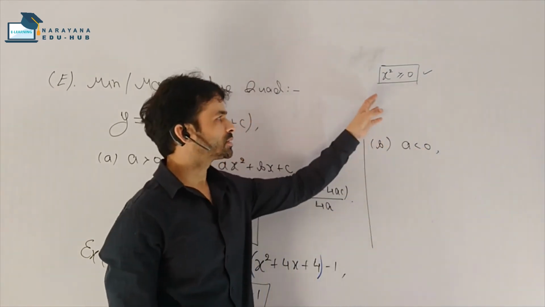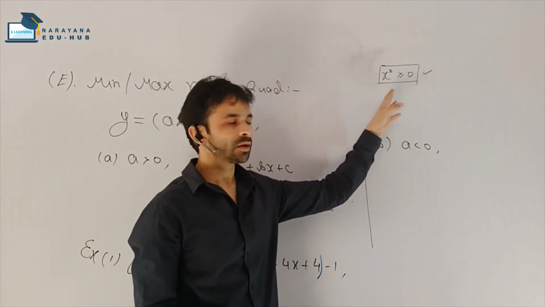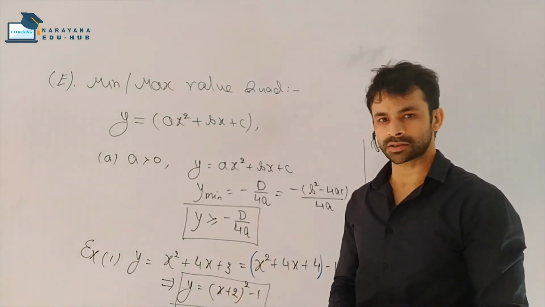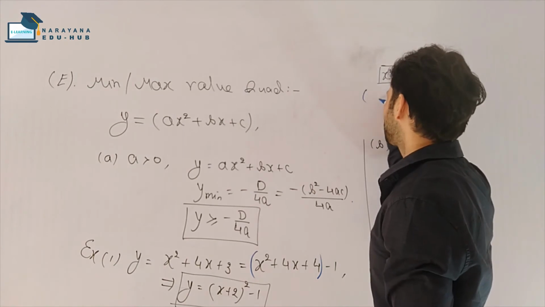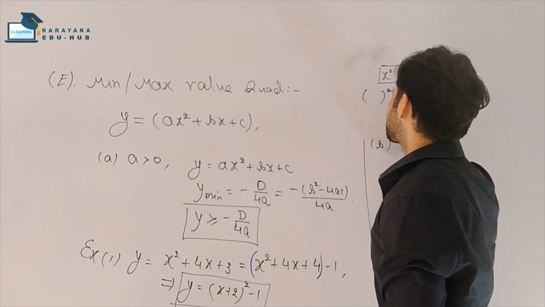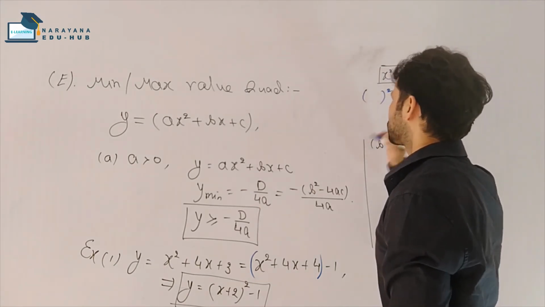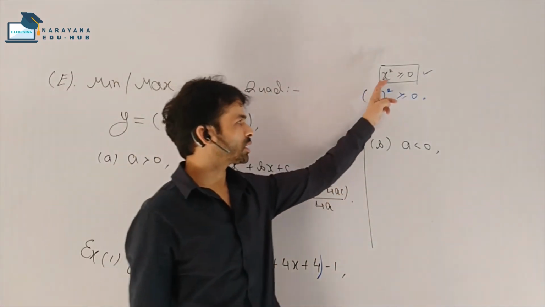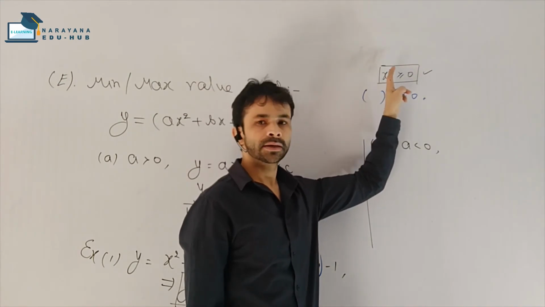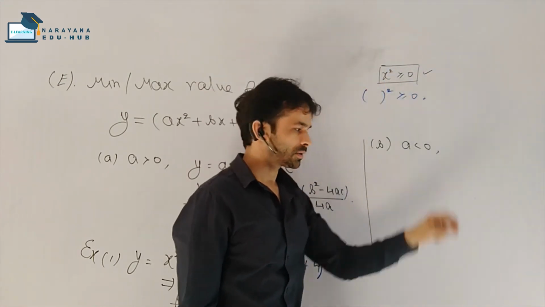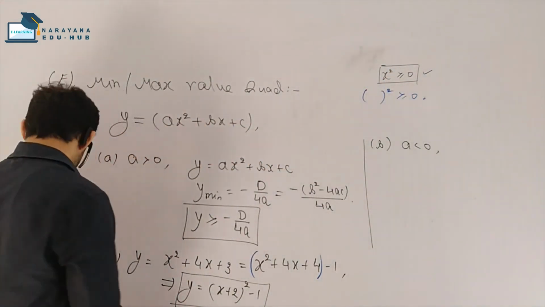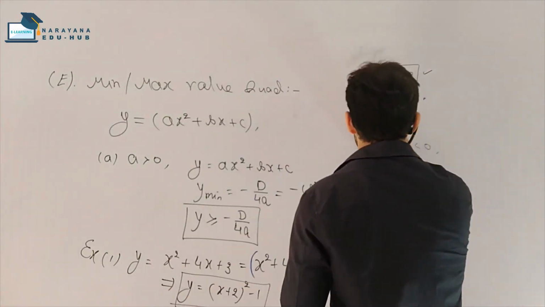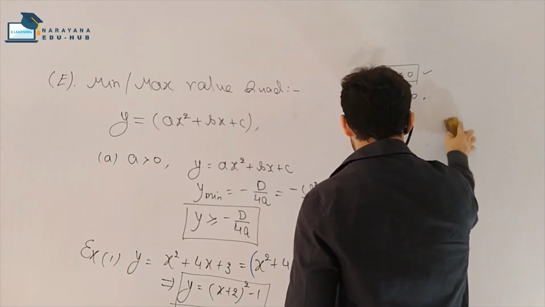0 is its minimum value. The minimum value of x square is 0. The minimum possible value of anything squared is 0. If possible, x square will be 0 when x is 0. So that's what I am trying to say. Here we'll discuss the second case after this.